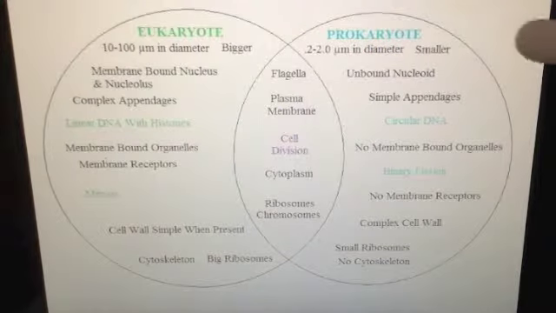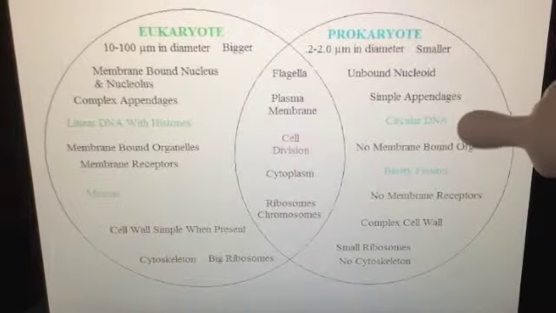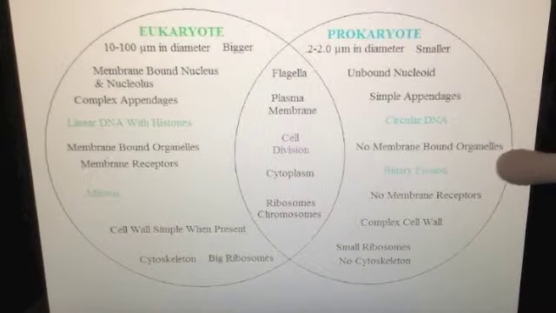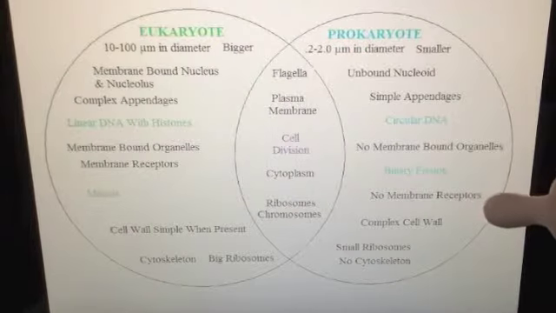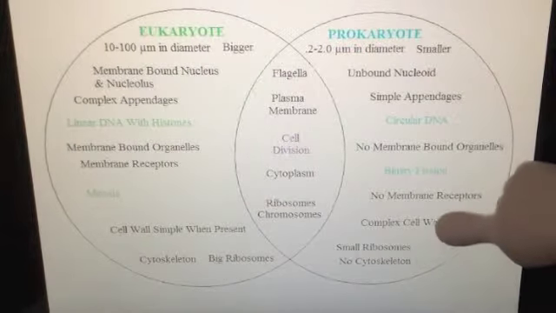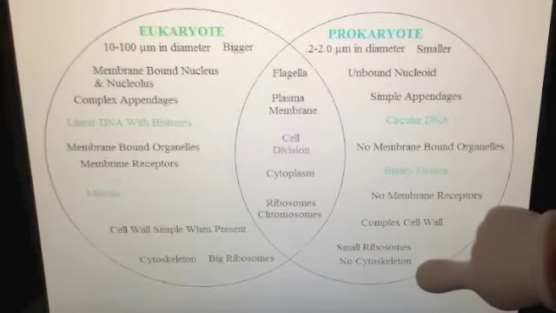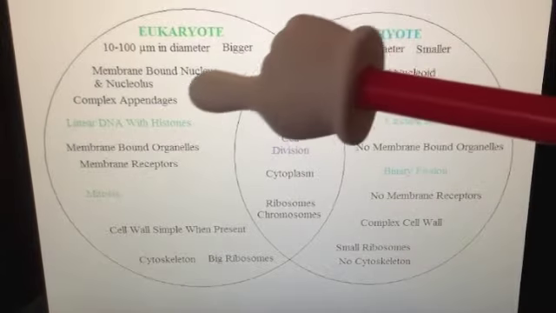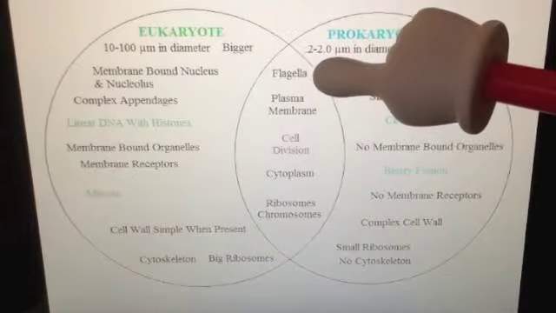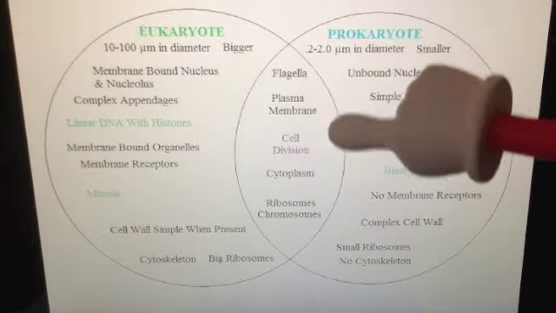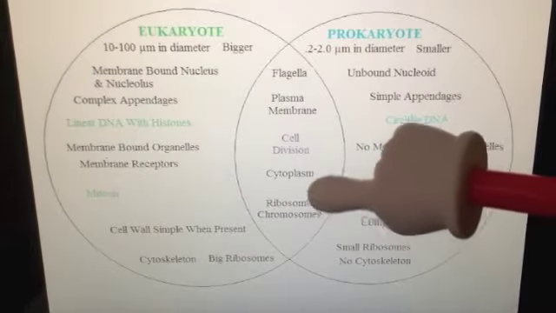Prokaryotic cells have unbound nucleoids, simple appendages, circular DNA, no membrane-bound organelles. They go through binary fission, have no membrane receptors. They have complex walls, small ribosomes, and no cytoskeletons. Eukaryotic and prokaryotic cells have few things in common, some being flagella, plasma membranes, cell division, cytoplasm, ribosomes, and chromosomes.